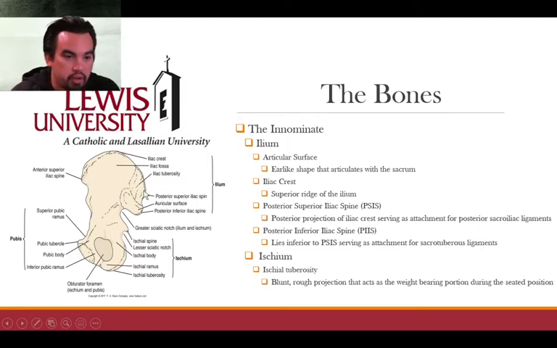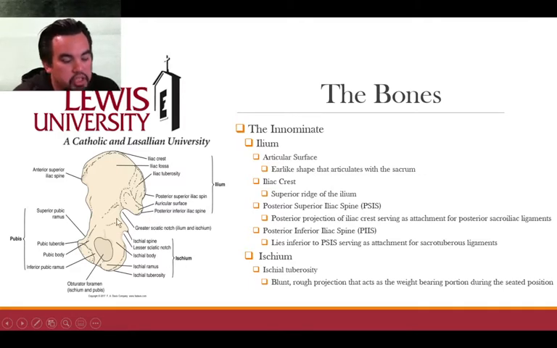Then we have the little dip, and then you get the posterior inferior iliac spine, so the PIIS. And that is the articulation where that sacrum kind of sits as well, in that lumbosacral area. That sacrum, you can see it's a little bit hollowed right here. You can see that's the articular surface for that sacrum.